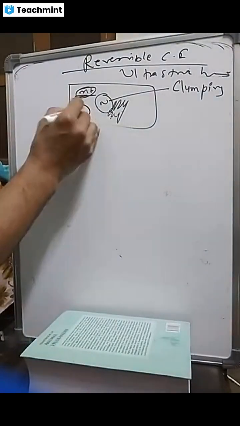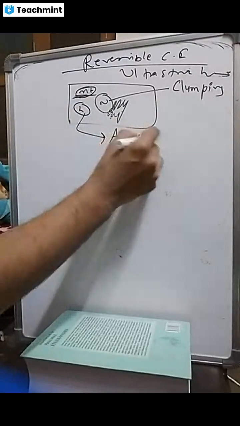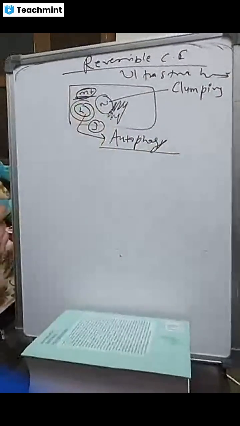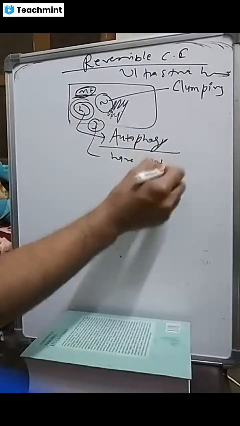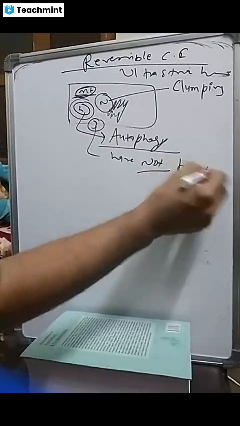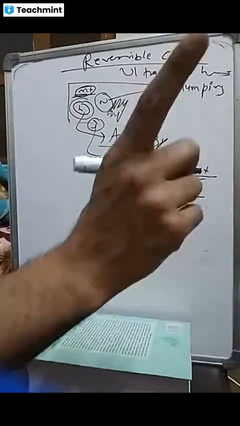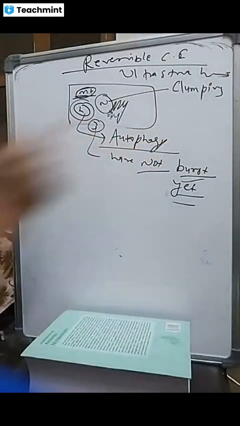What happens at the lysosome? Number 3, autophagy is seen at the level of lysosome. Lysosomes have not burst yet. In irreversible injury, they will be bursting out. Only autophagy.